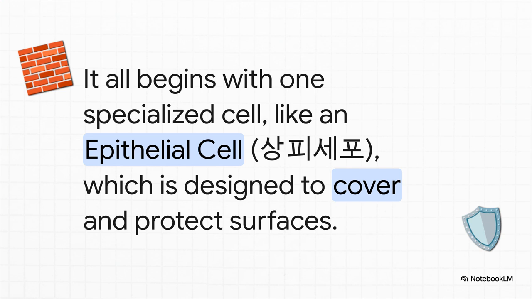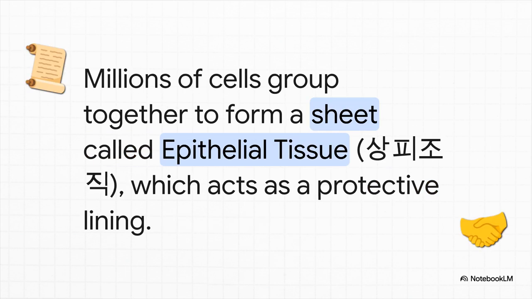Think of it as a tiny living tile whose main job is to cover and protect surfaces. Now you take millions of those little tiles and you put them together, what do you get? A sheet of epithelial tissue. Now it's not just one cell. It's a whole protective lining that covers surfaces inside and out.